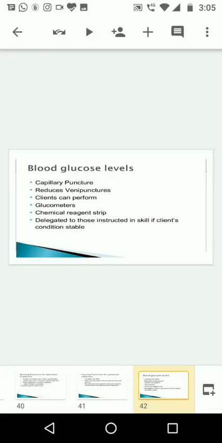Then blood glucose level. You have to keep everything with you and keep some points in mind while taking a blood glucose sample. A glucometer should be there, a chemical reagent strip should be there, and the person himself can take the sample, or you can provide a delegate person who can take the sample properly.